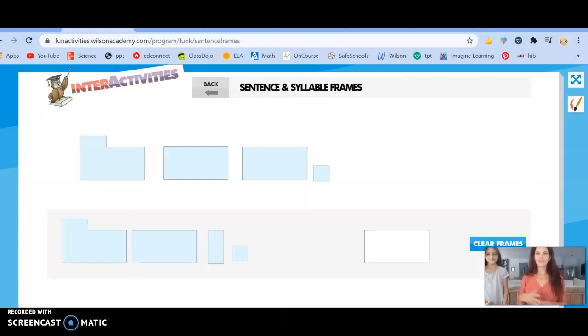Okay, boys and girls, this is the part where we're going to make a sentence. And to help, my daughter Ava is here to help us. So I'm going to ask Ava questions, and she's going to answer in the sentence. And then I'm going to use the sentence frames to make the sentence. So Ava, what do you like?